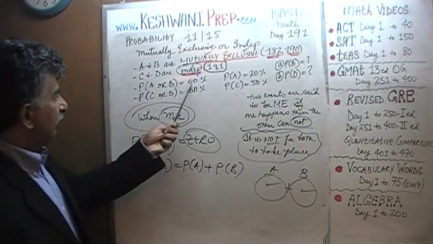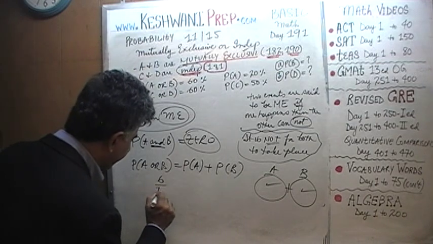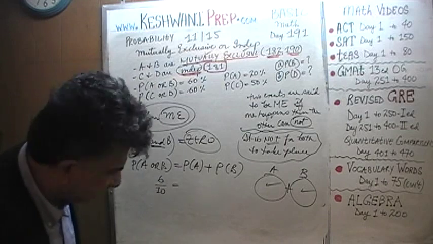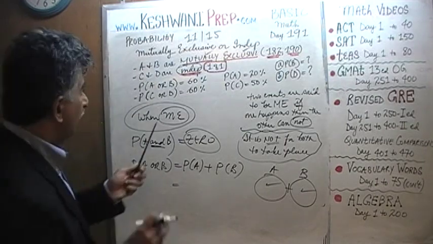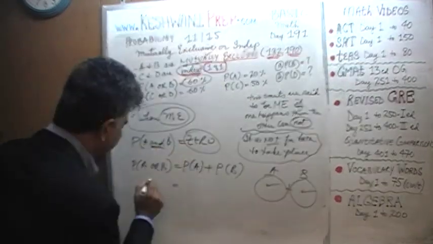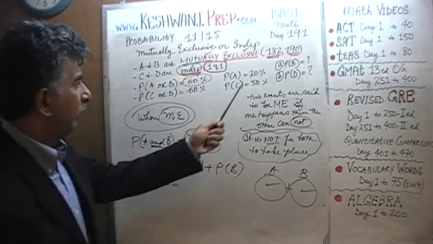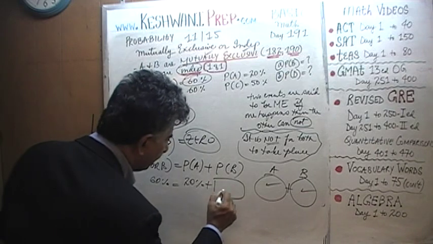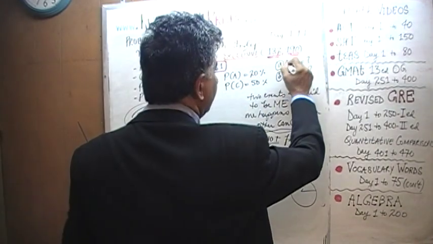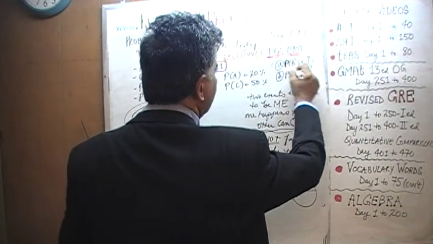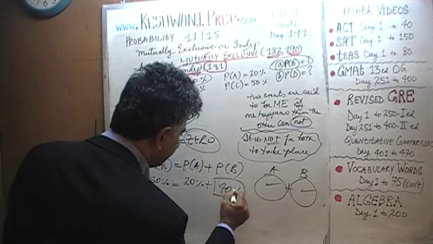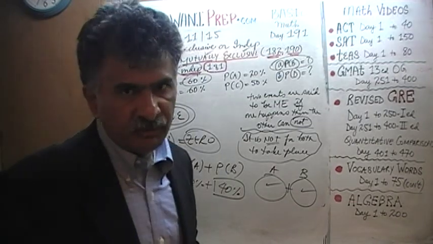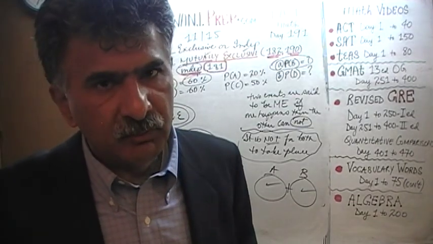The probability of A or B, we are told, is 60%. The probability of A is 20%. Therefore, the probability of B, which is what we're looking for here, is simply going to be 40%. It's very simple, as you can see. It should take no more than 5 to 10 seconds. You simply have to understand what it means to be mutually exclusive.